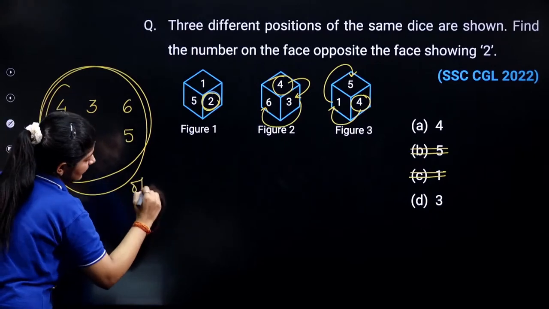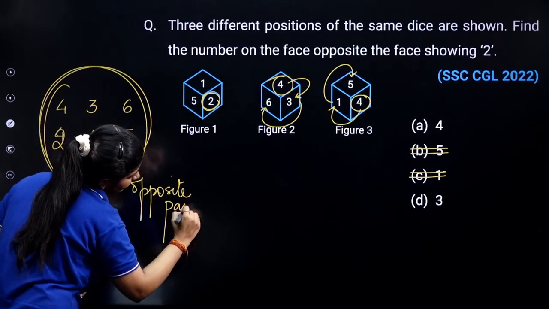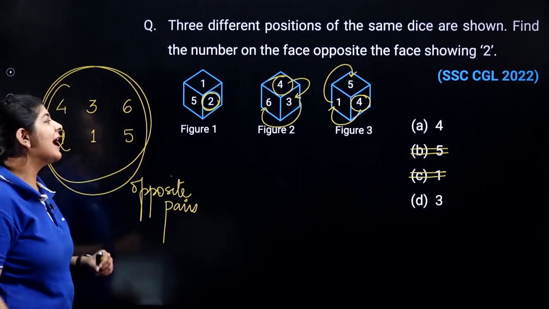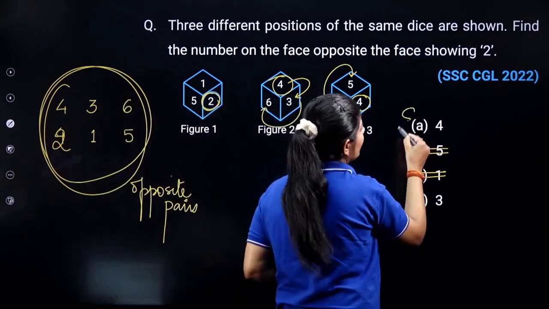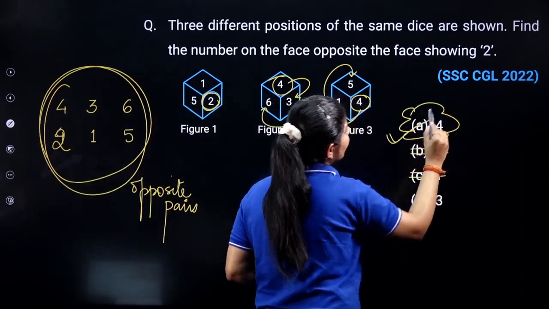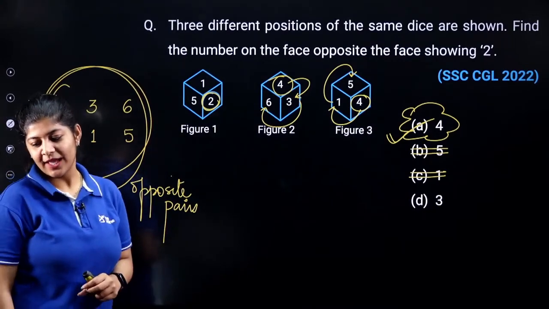These are my opposite pairs. And what I have to find out? I have to find out the opposite pair of 2, and that is nothing but 4. Option number A is the correct one.